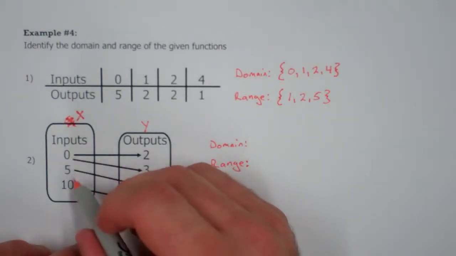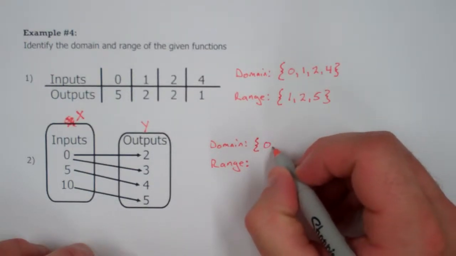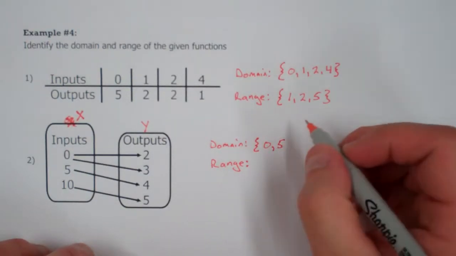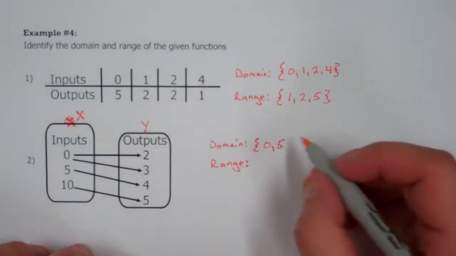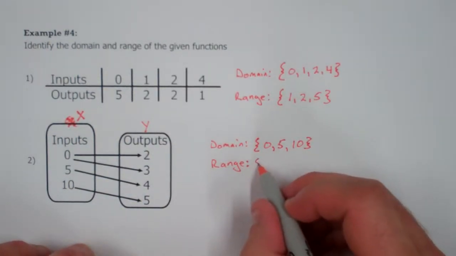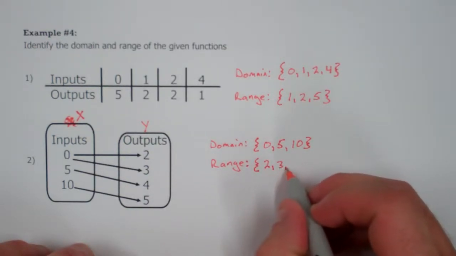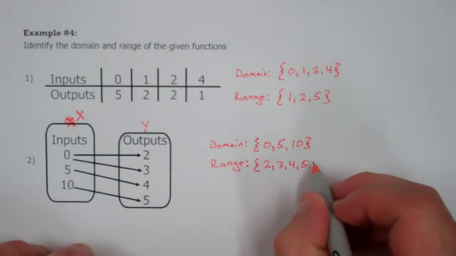But anyways, domain would be 0, curly brace. We want to put commas in the middle here. We want to delineate these numbers as being separate and distinct. And then we'll do the range now. The range will be 2, 3, 4, and 5.